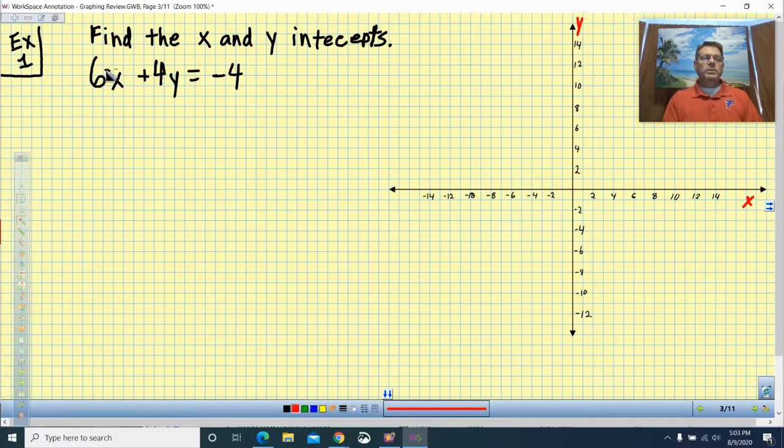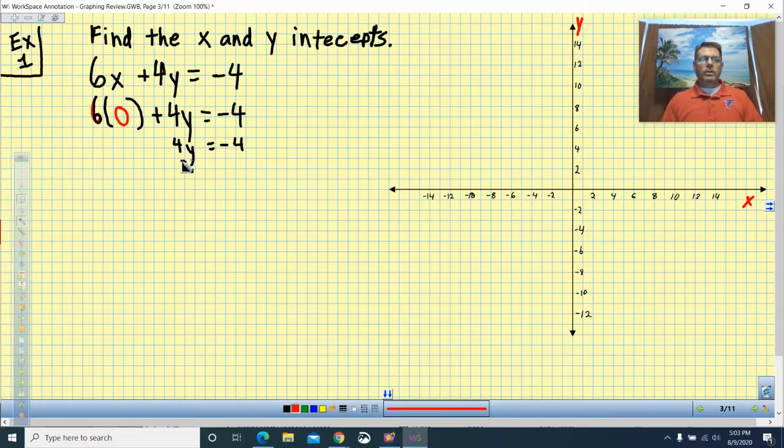So I'm just going to take the first one that comes up here. I'm going to say 6x plus 4y equals -4. So I'm going to take the x out and plug a 0 in its place. And 0 times 6 is just plain 0. So that leaves me with 4y equals -4.